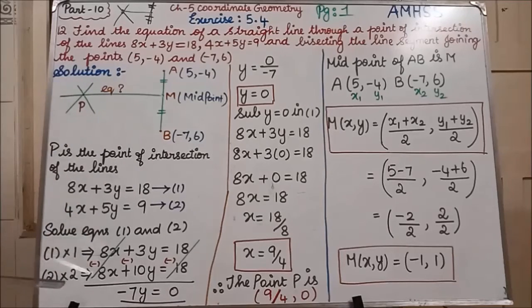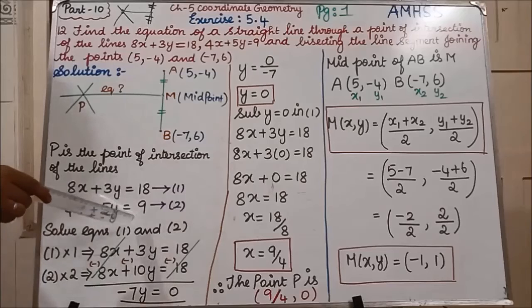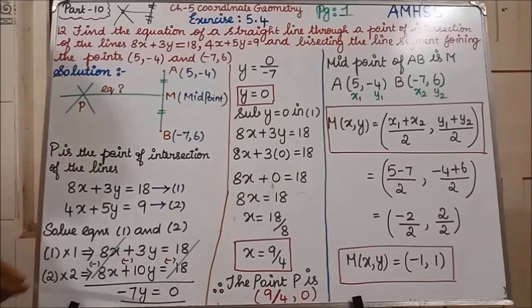Clear? Afterwards, see here, the signs are not different. The same here also: plus 8, here also plus 8. To make it cancel, we have to change the sign fully. Plus means minus, minus means plus you have to put. Here plus we are having, so minus. Here plus sign, so opposite sign minus. Here also plus, opposite sign is minus. So plus 8x and minus 8x will get cancelled. 3 minus 10, we will get minus 7y. 18 minus 18 is 0.